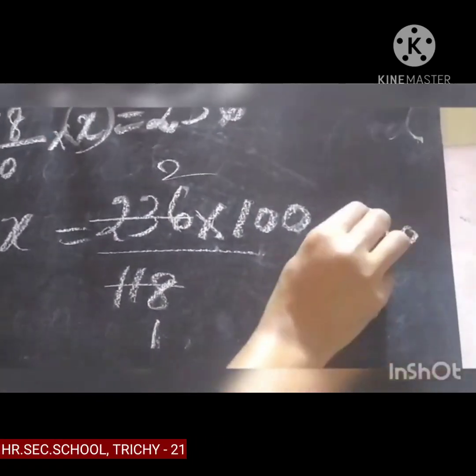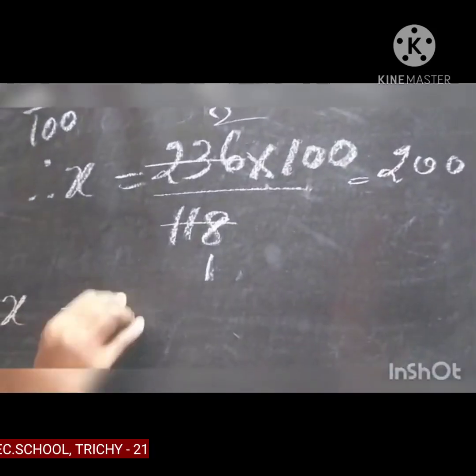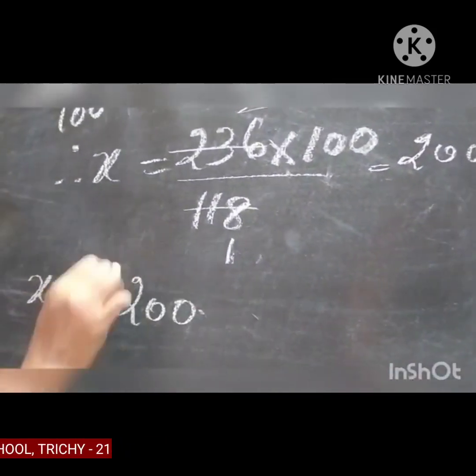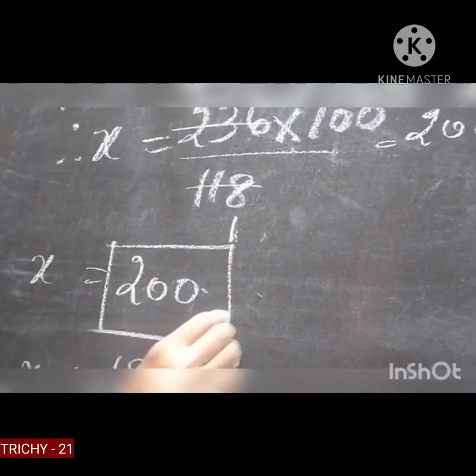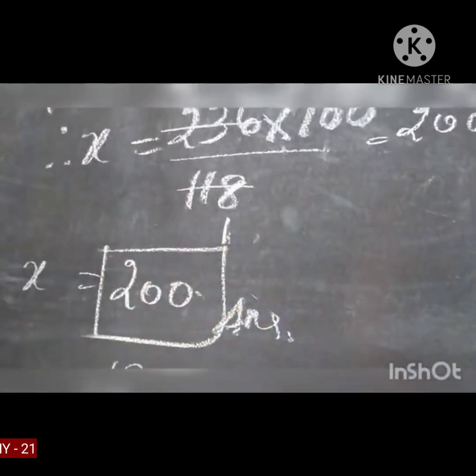So the value of that number, that is, find that number. The value of x is 200. This is the final answer. Is it clear?